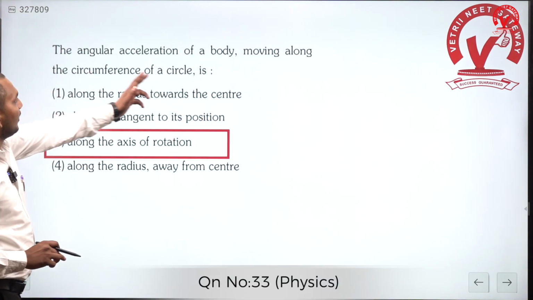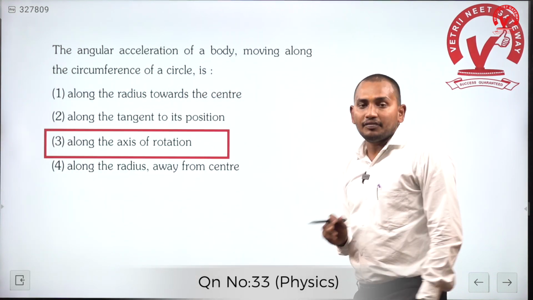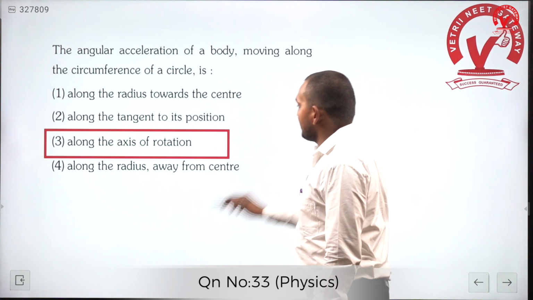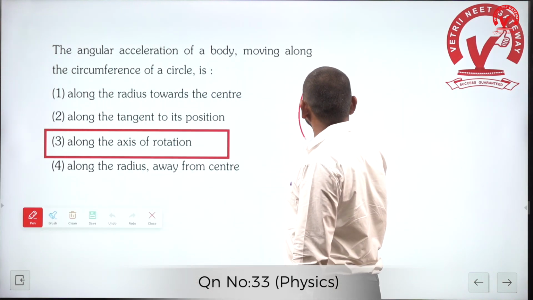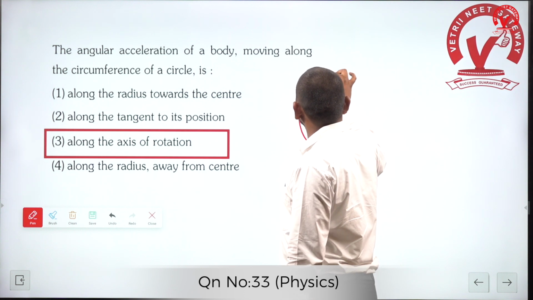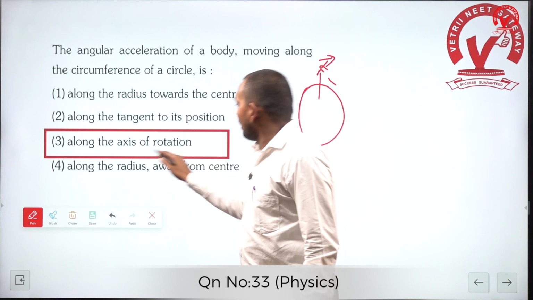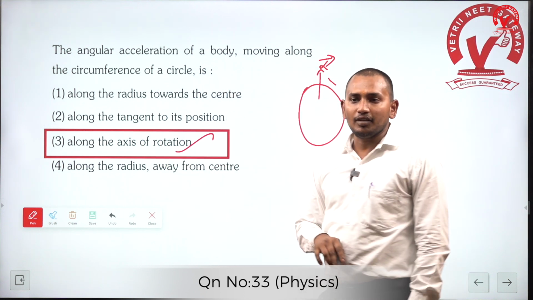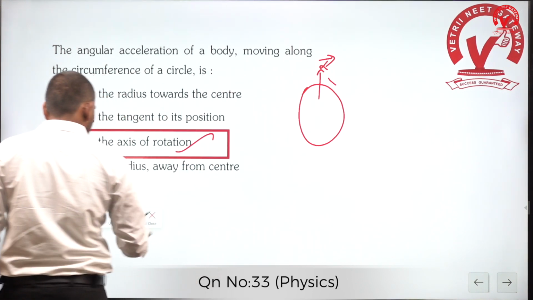Next, the angular acceleration of a body moving along the circumference of a circle. When a circle is there, what is the angular acceleration? So along the axis of rotation, alpha bar along the axis of rotation.